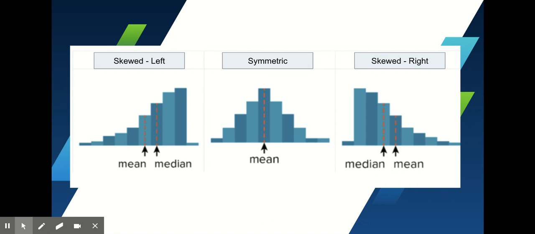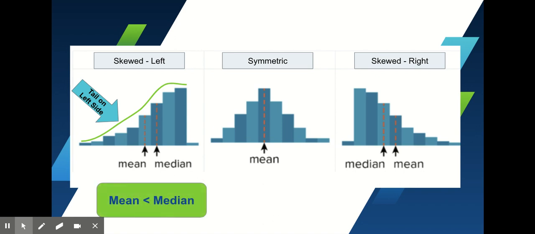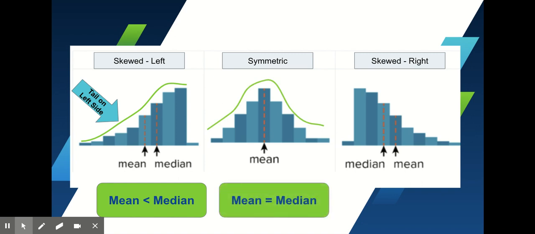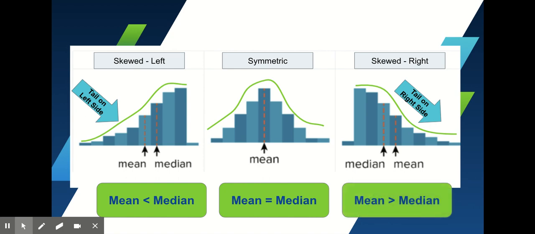When we take a look at these histograms, just to compare all of them at the same time, in a skewed left distribution, the mean and the median are shown. So in a skewed left distribution, we have the tail is on the left side. In this case, the mean is less than the median. In a symmetric distribution like this, the mean is approximately equal to the median. In a skewed right distribution, the tail is on the right side, and the mean is bigger than the median.